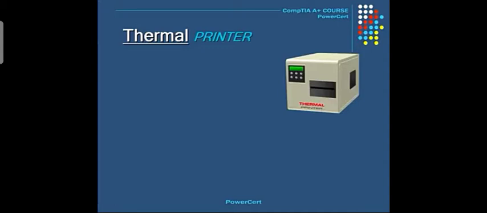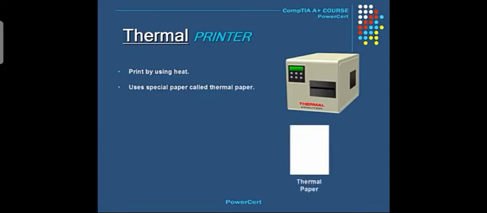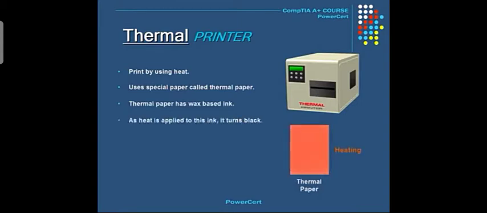Another non-impact printer is called a thermal printer. Thermal printers print by using heat. Thermal printers use special print paper called thermal paper, and on this thermal paper is wax-based ink. And when heat is applied to this ink, it turns black.